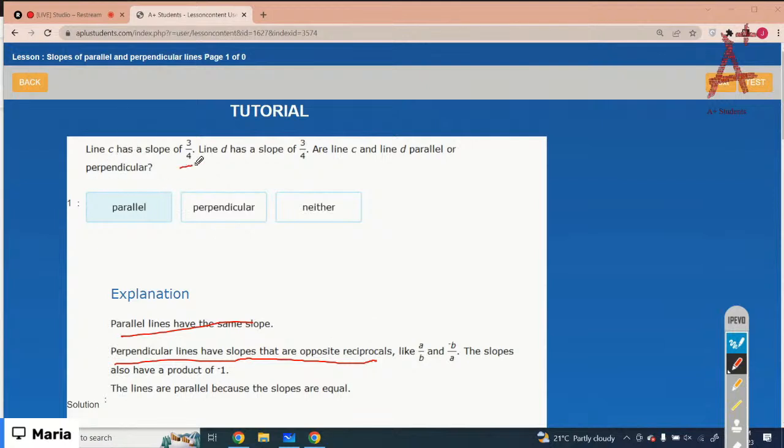Line C has a slope 3 over 4 and line D has a slope 3 over 4. Are lines C and D parallel or perpendicular? So you're given the slopes of the lines and you have to see if they are parallel or perpendicular. Both have the same slopes. Both of them, line C and D, have the slope 3 over 4. If the slope is exactly the same, that means the lines are parallel. So in this case, the lines are parallel.